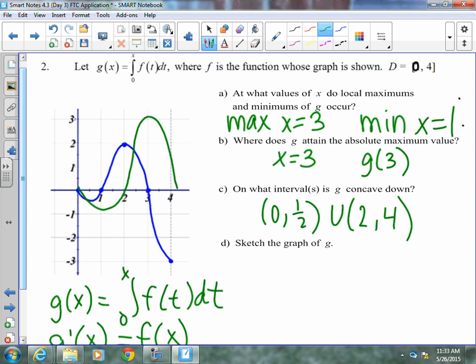It's just a rough sketch based on what we know. Max, min, and it actually needs to be concave down for a little bit here. And it is concave down from 2 to 4. So, sketch that a little bit better. There we go. Your graph might not be identical to someone around you, but as long as it meets those properties, it can be correct, so they don't have to all look alike.